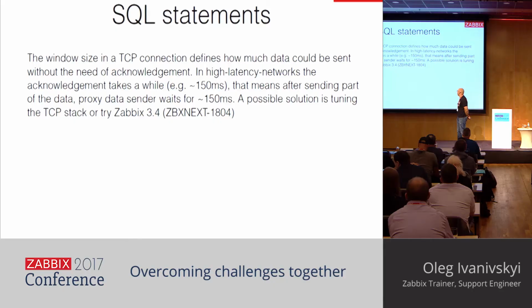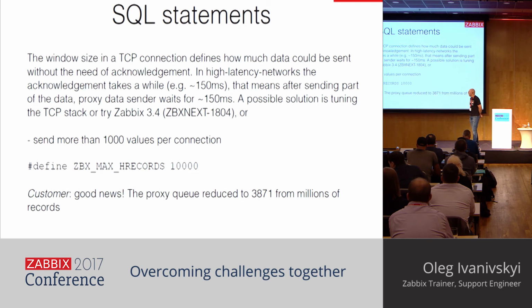And if you think about the solution, yes, we can change the TCP stack. It's possible to tune and, let's say, decrease the acknowledge interval, and we can also try 3.4, because 3.4 has some changes in the protocol. So now the proxy will send data a bit faster and use fewer connections.